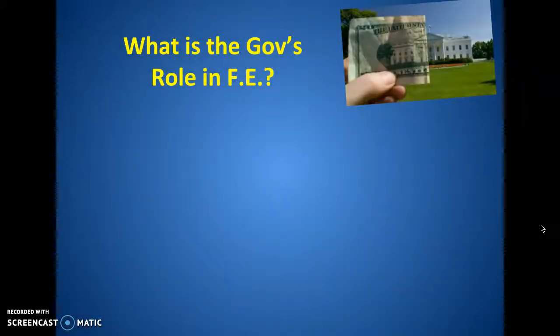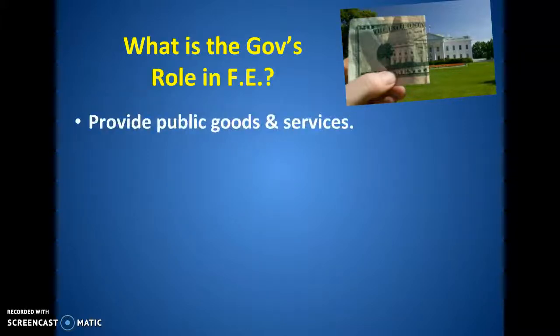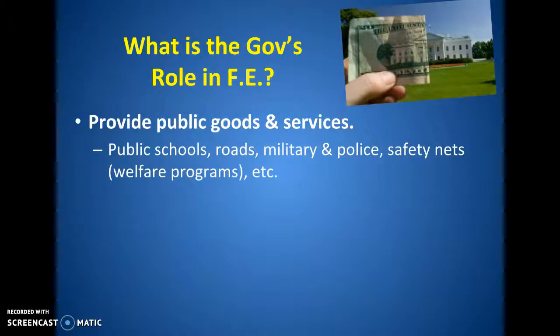Now, the government obviously has some important roles to do as well. And we can break this into three categories. The first category is they need to provide public goods and services. That's what we get from our tax dollars, right? We saw that on one of the arrows. So examples of that could be, they need to provide us with public schools, roads, military and police protection, safety nets, which we could also call welfare programs, to help people who lose their jobs or who can't go to a job because maybe they're disabled. So that's one thing the government does.